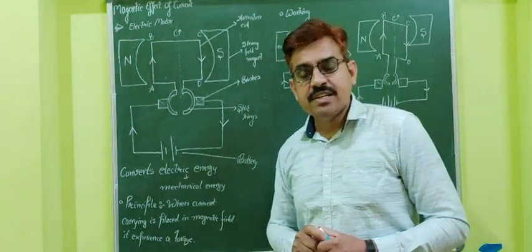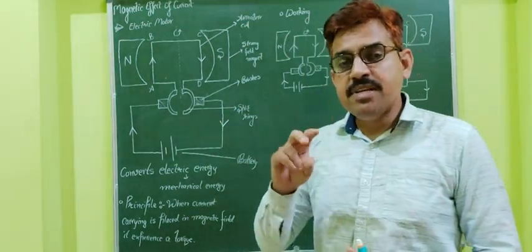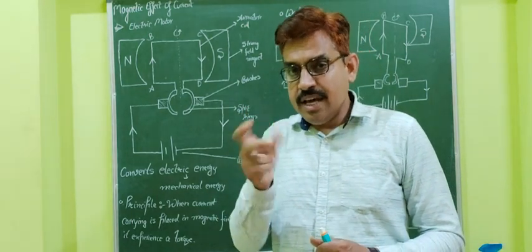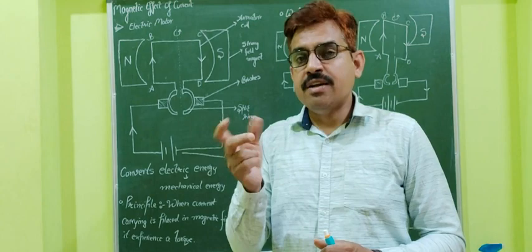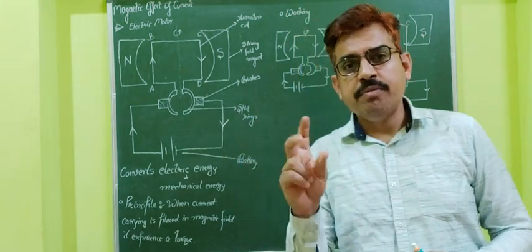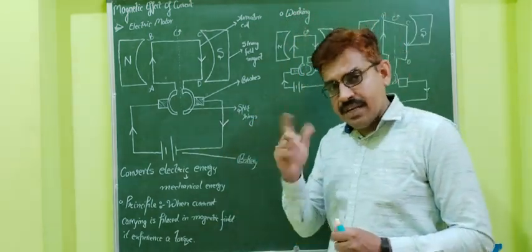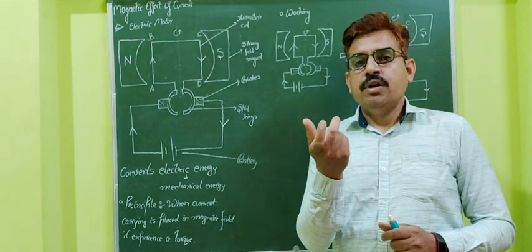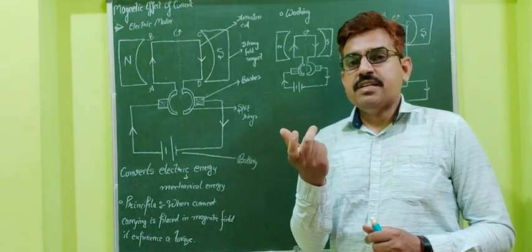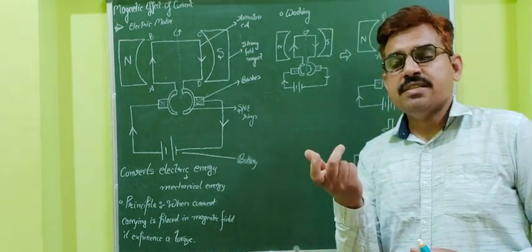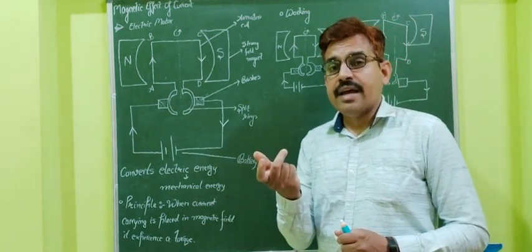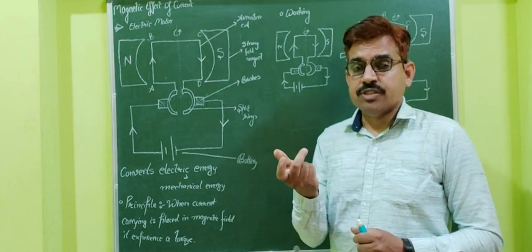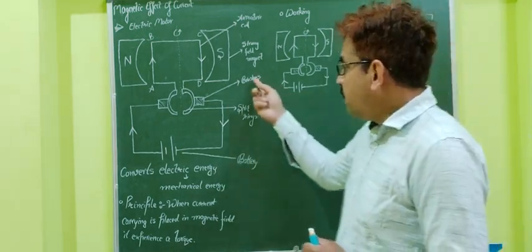Third are the split rings. What are these split rings? They are rings that are split, and they are movable from one place to another. They rotate. How they rotate we will discuss later, but split here means move, so they are known as split rings. What is the function of the split rings? They are used to reverse the direction of the current.